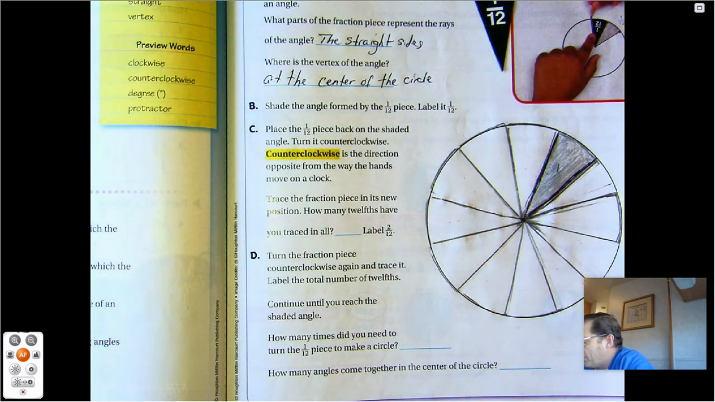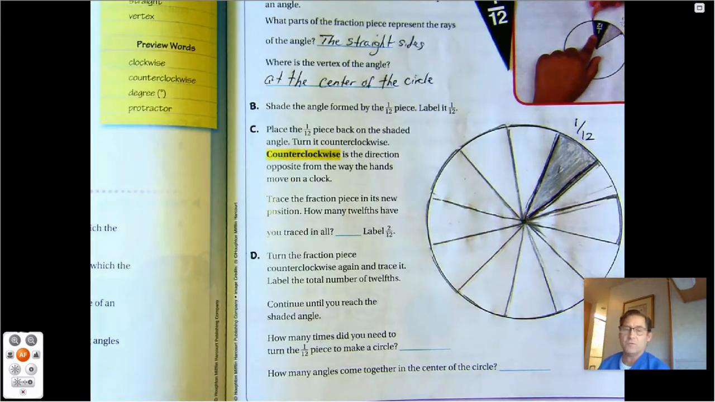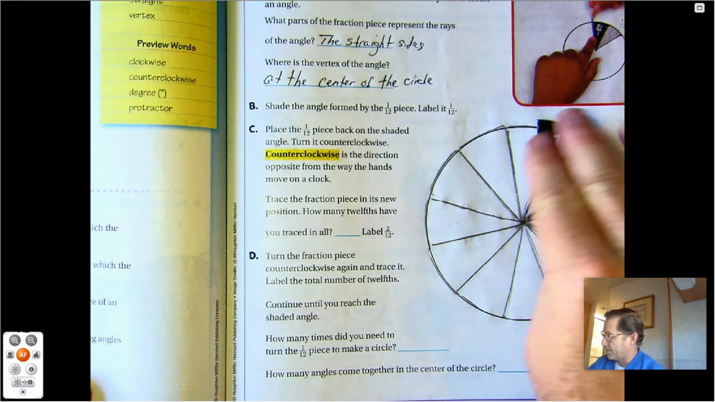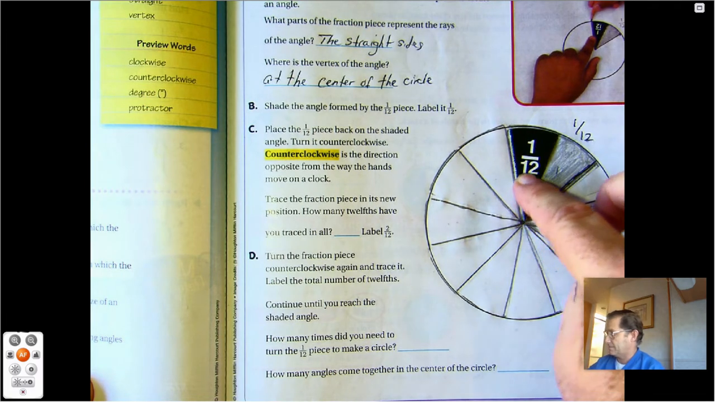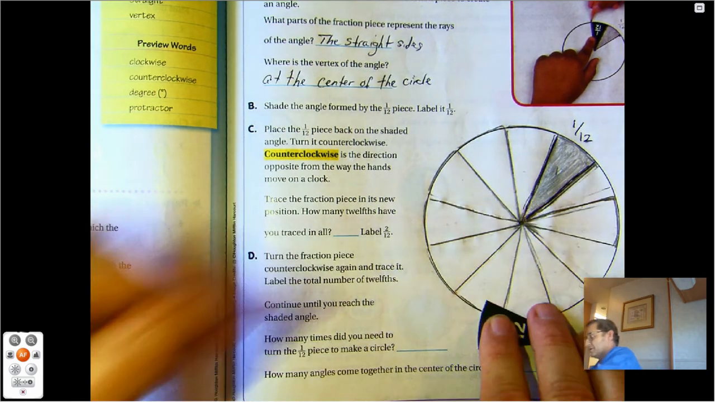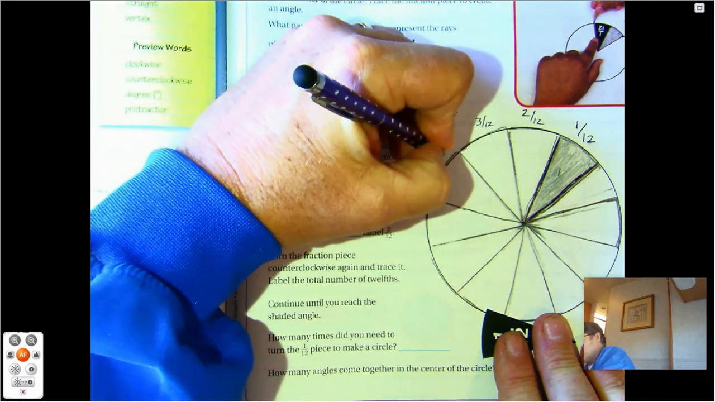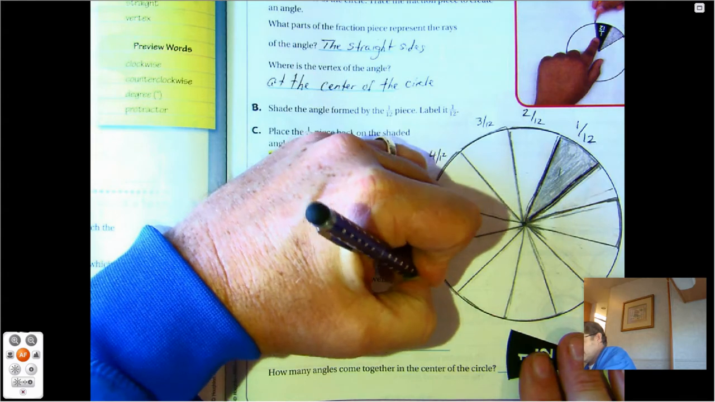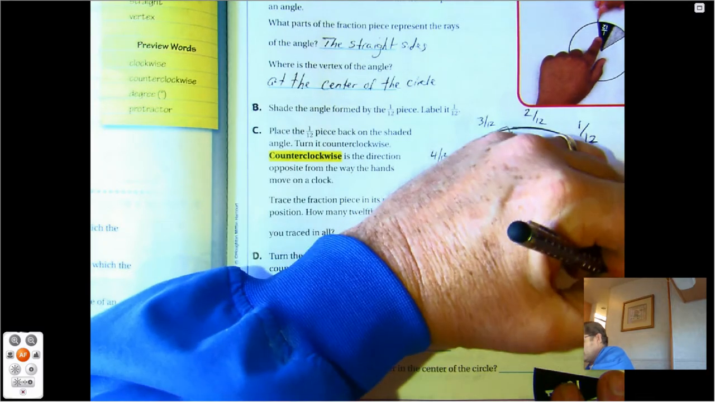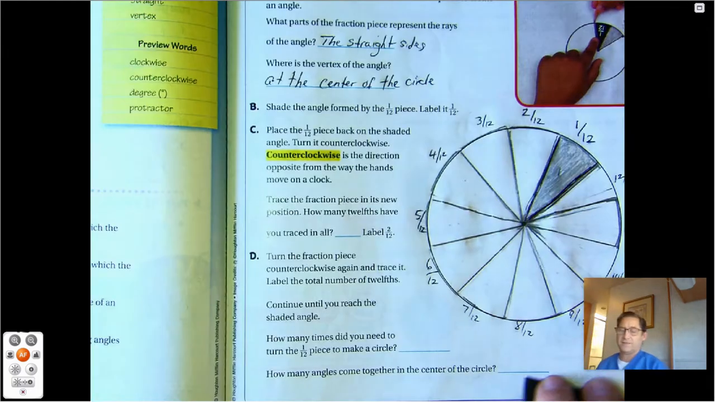So shade the angle formed by the 1/12 piece, label it 1/12. So if we go around, that would be 1/12. And it says continue to do that. Continue to turn it counterclockwise until you get back around. So 2/12s, 3/12s, 4/12s, 5/12s, 6/12s, 7/12s, 8/12s, 9/12s, 10/12s, 11/12s, 12/12s.